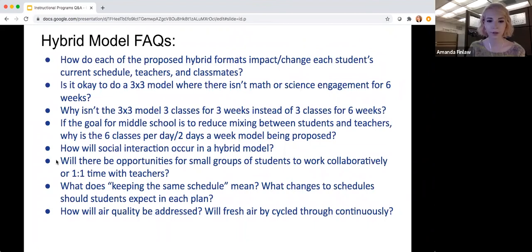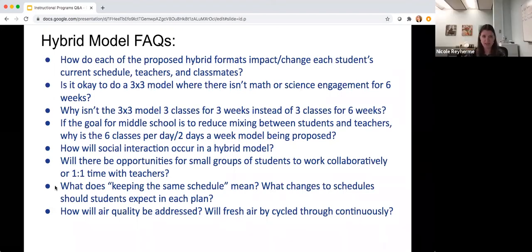Will there be opportunities for small groups of students to work collaboratively or one-to-one time with their teachers? I don't have the specifics for that at this time, but there are definitely going to be opportunities as needed for our students and our teachers to be able to work well or have interventions as necessary. There will likely be office hours scheduled that will also provide opportunities for that.